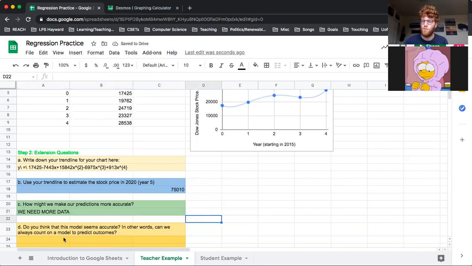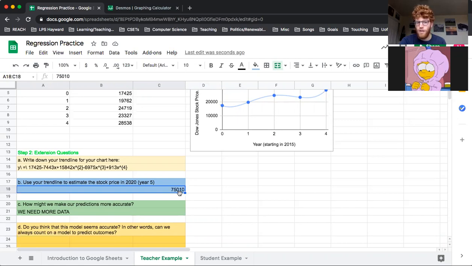And the truth is, and this is what I really want to hammer home, that we can't always count on the model to predict the outcome. We can't always count on it, right? Even if we had more and more data, if it still gave us this wonky answer of 75,000, we might start to think to ourselves, maybe this model isn't accurate. This is something important to think about.